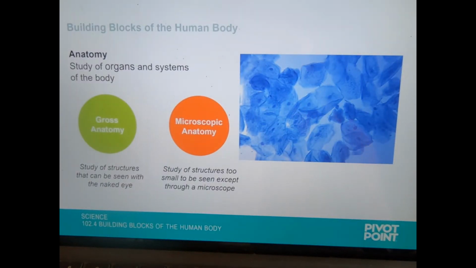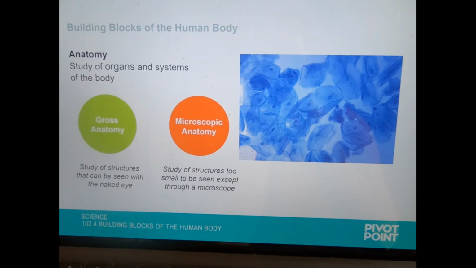Okay, so there's two kinds of anatomy: gross anatomy and microscopic anatomy. Now the word gross just means large. If you have a gross of whatever, a gross of toothpicks, you have 144 toothpicks. So gross just means a large amount, or it's larger. And obviously microscopic means that it's very, very small. So gross anatomy are parts of the anatomy that we can see with the naked eye. And then microscopic anatomy is the study of structures too small to be seen except through a microscope.